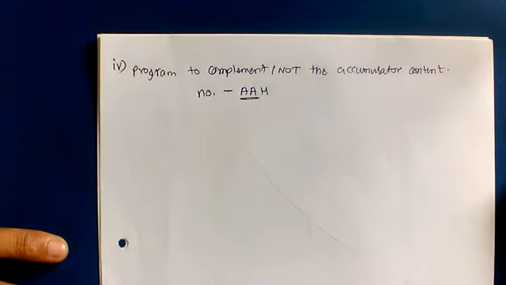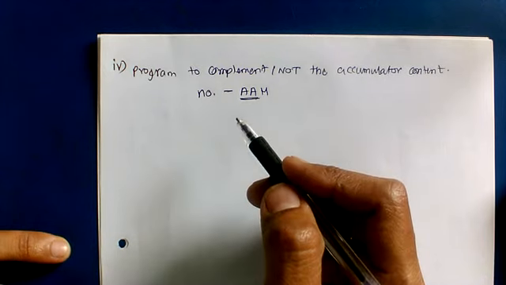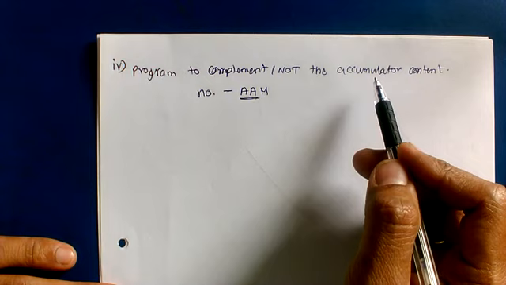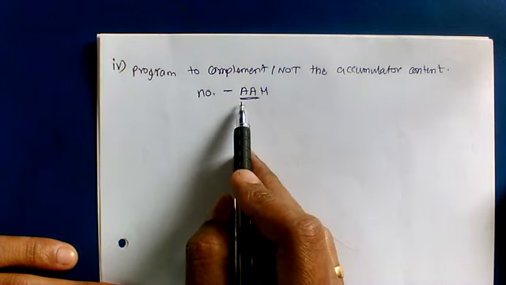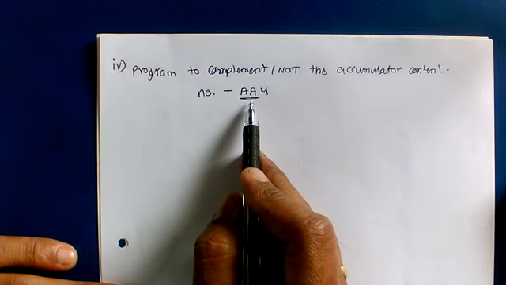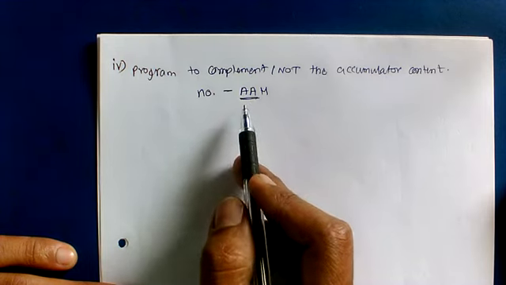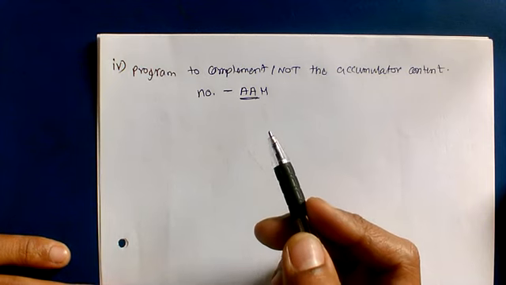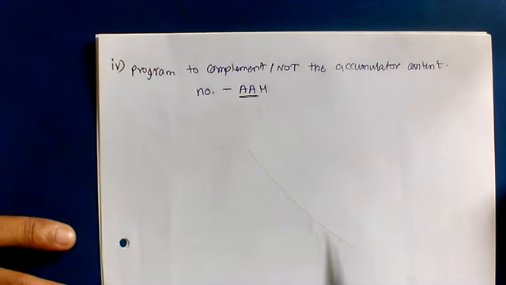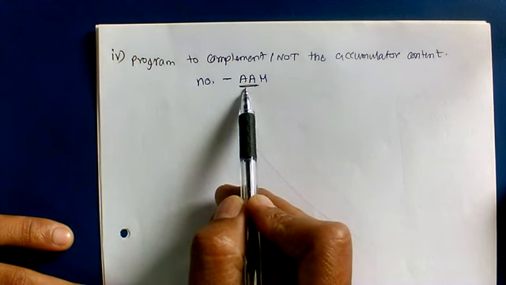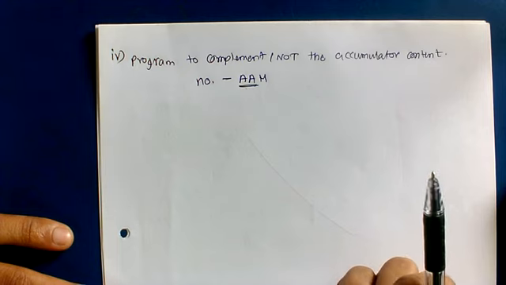So why are we considering here accumulator? Because to complement this number you have to take this number in accumulator, because the instruction CMA assumes data from accumulator only. Okay, so our first task is to take this AA hex in accumulator, and then we will use CMA instruction.